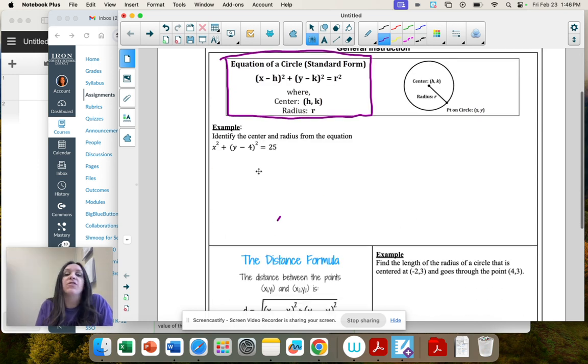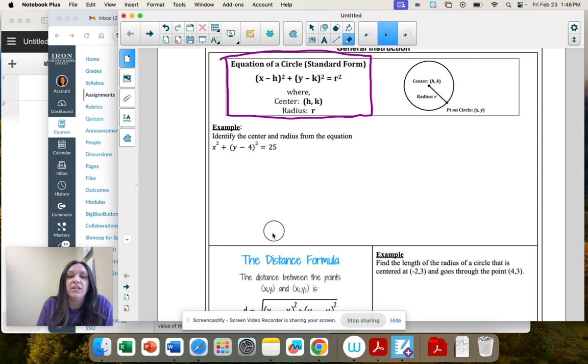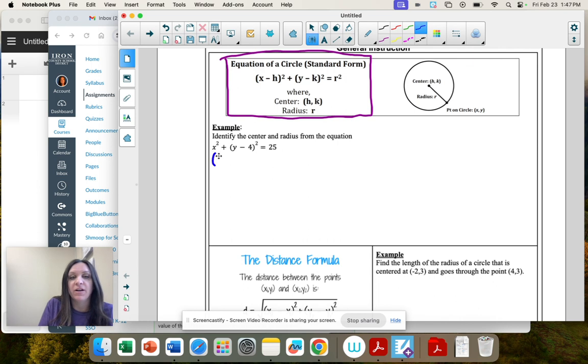So this is a circle equation. You can graph it in Desmos. We want to find the center and the radius. So underneath here, I'm going to write the circle equation. And then I'm going to rewrite this one.